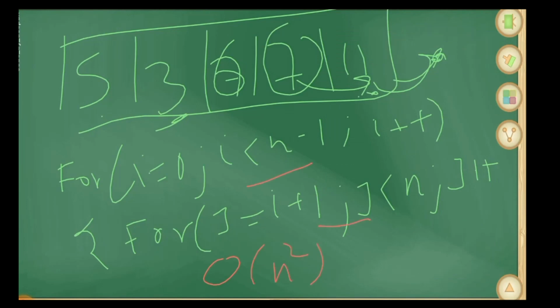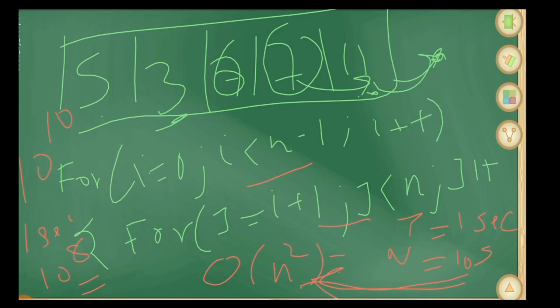If we analyze the complexity, that is O(n squared). Now if the constraints give you 1 second and n is 10 to the power 5, then this program is not going to work, because n squared is 10 to the power 10, and in 1 second you can do only about 10 to the power 8 operations. So this question is going to give you TLE.